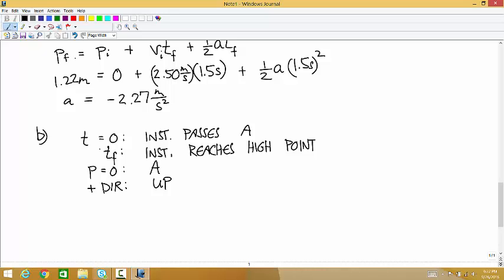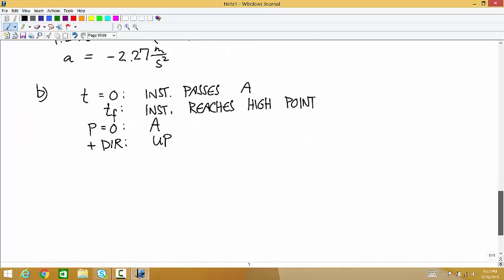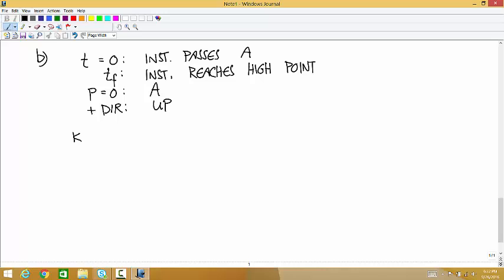So a lot of the values are going to stay the same from part A, but any that refer to the time final are going to have to change because we have a different time final. So T final, we don't know that anymore. We don't have a numeric value for that. But if we can solve it without that, that's fine. So I'll leave that off. Now we know the acceleration is negative 2.27.